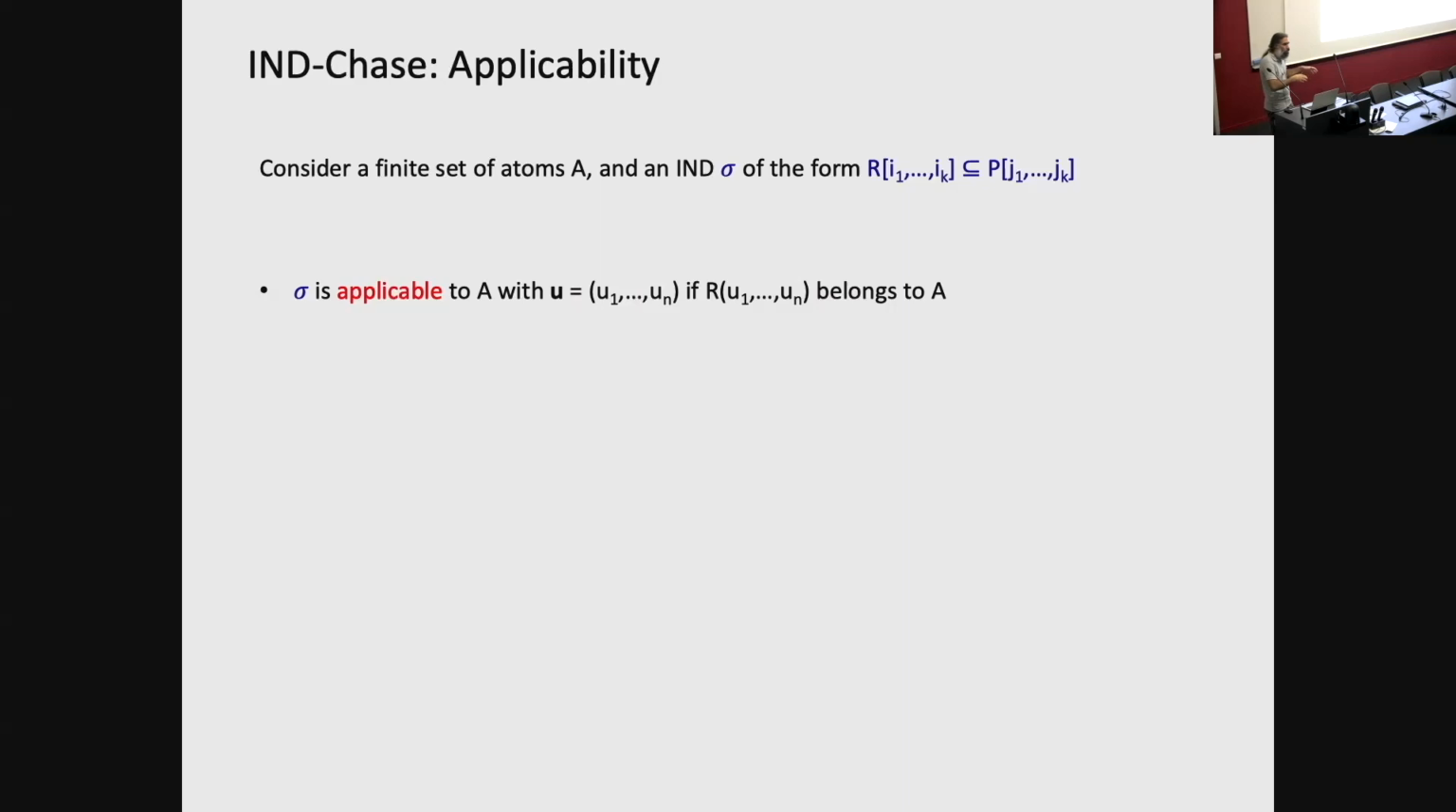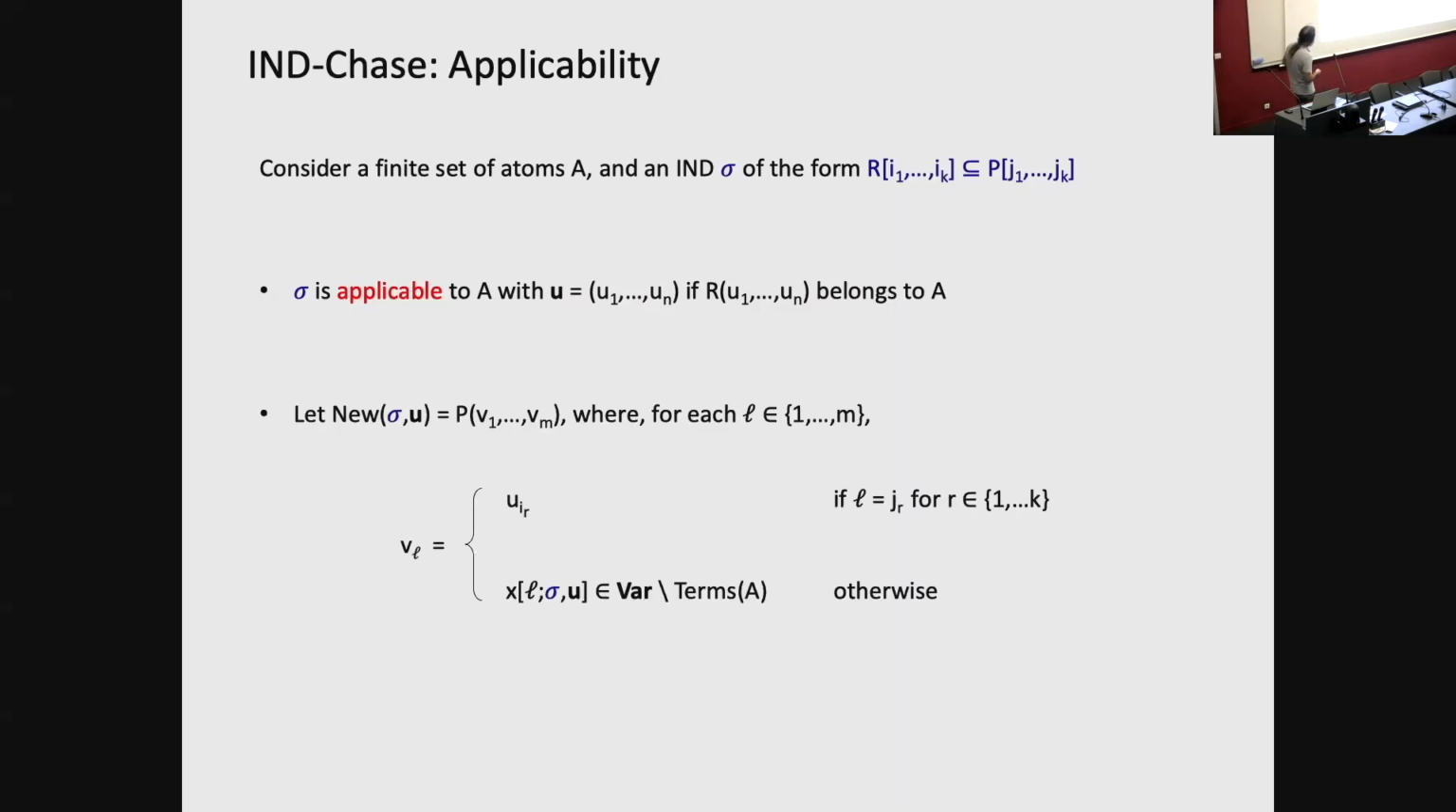We have the oblivious. There is a version called semi-oblivious. There is a version called the restricted chase. All these versions of the chase differ on how this applicability condition is defined. Here, for the sake of simplicity, and because this version is good enough for our purposes, I decided to stick to the naive one, which again says sigma is applicable to U with this tuple only because such an atom belongs to A, without caring if the inclusion dependency is already satisfied or not. Is this clarification clear?